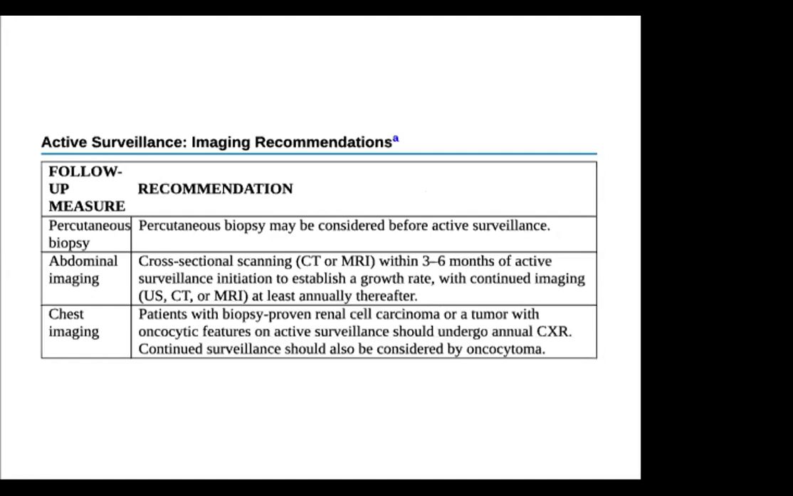So for the imaging recommendations in active surveillance, percutaneous biopsy may be considered before active surveillance. CT or MRI within 3 to 6 months of active surveillance to establish a growth rate, with continued imaging at least annually thereafter. Patients with biopsy-proven RCC or a tumor with oncocytic features should undergo annual chest X-ray.